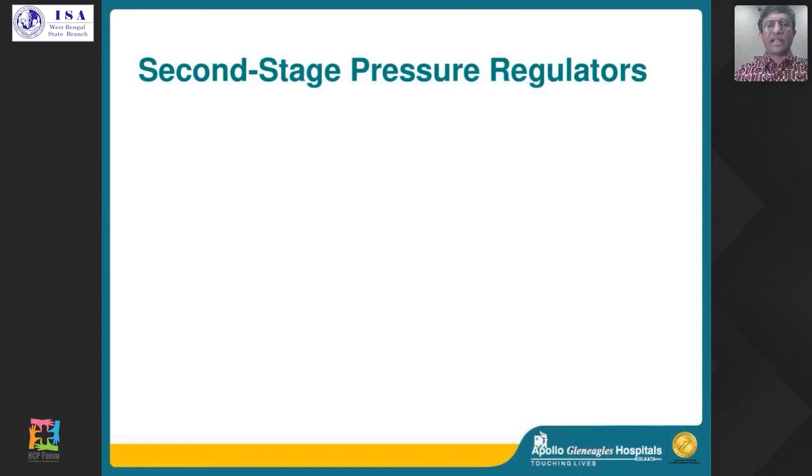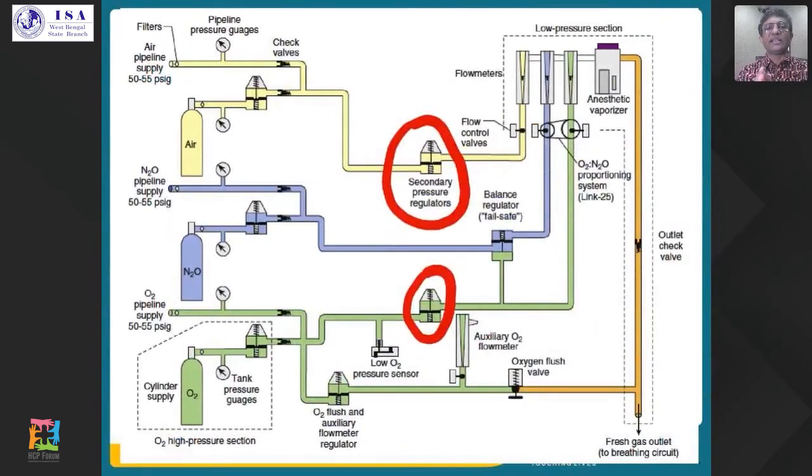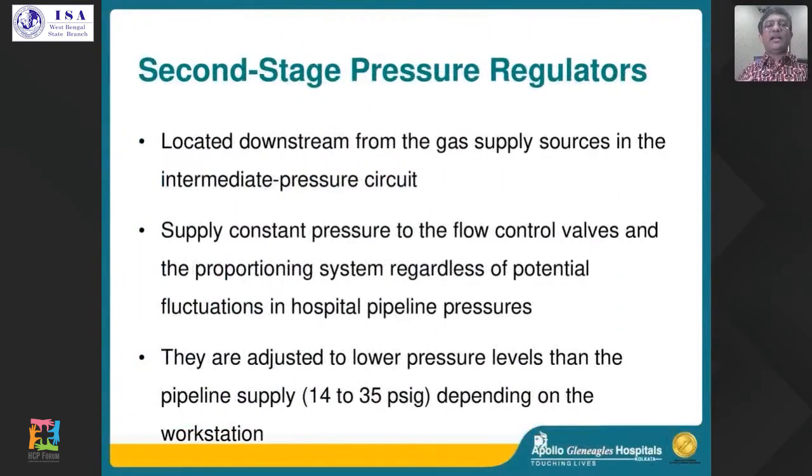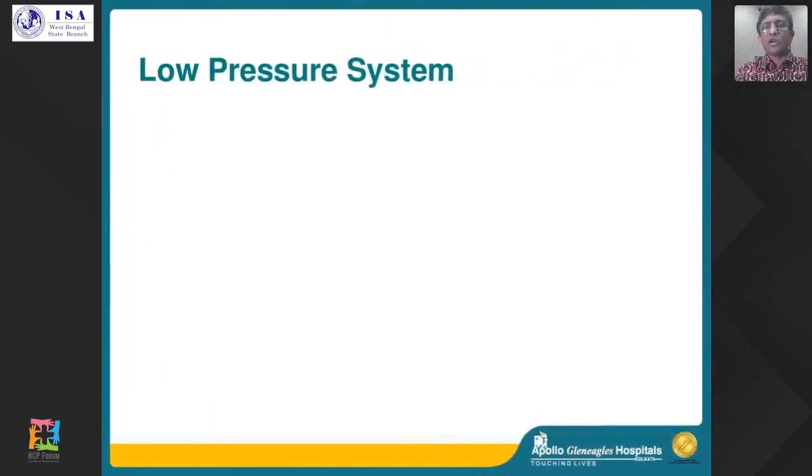Second stage pressure regulators, as you see, are positioned in the intermediate pressure system, and they are essentially there to ensure that there is a constant supply instead of an intermittent supply if something is happening to the central gas line pressures especially. And they try to regulate it between 14 to 35 PSIG. So that was about the things that are part of the intermediate system. Now let's come to the low pressure system.